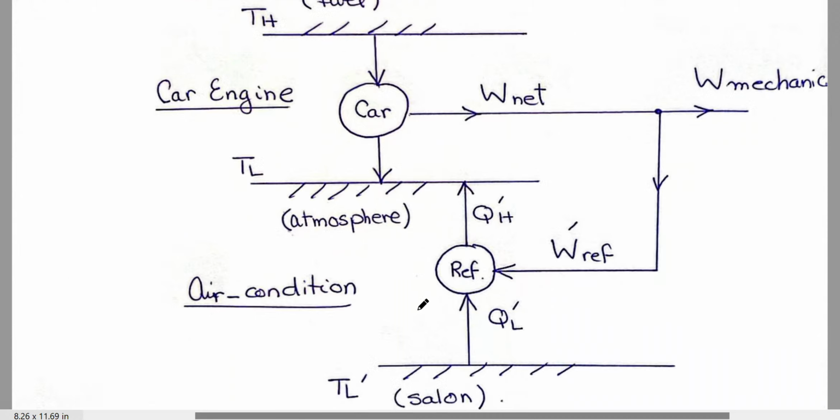The air condition of the car is working between 2 points, the TL and the TL dash. TL dash is the temperature of the car inside, but the TL is the atmosphere temperature. This is a car provided with an air condition.